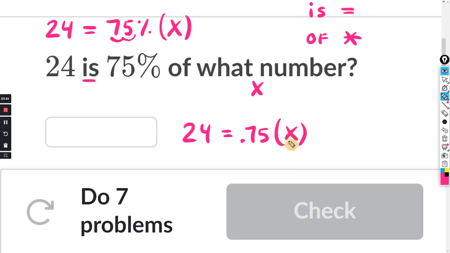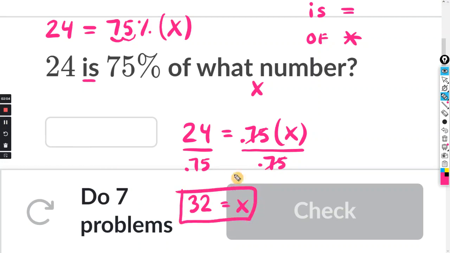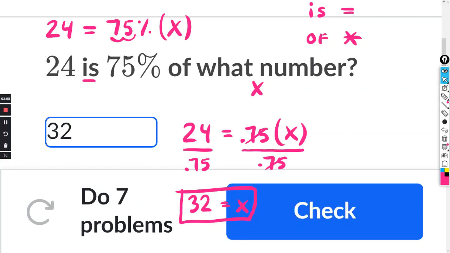Alright, solving for x, we have x times 0.75. The opposite is divided by 0.75. So you want to do that to both sides of the equal sign. It cancels here, 0.75 divided by 0.75. I'll do this on the calculator. And I get 32. So that equals x. Final answer. Just click in the box and type 32.